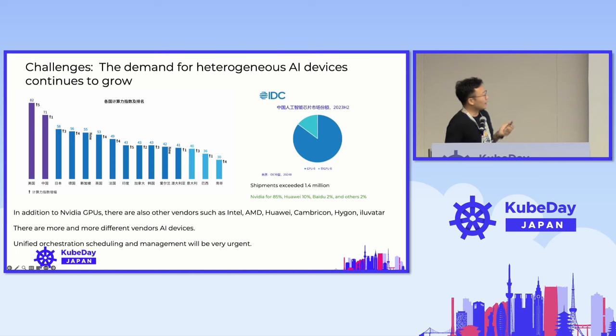The other challenge is that in addition to NVIDIA GPUs, other vendors also launch AI devices, such as Intel, AMD, and the Google TPU. In the Chinese market, they are competing with each other, including Huawei. However, how to gather and manage heterogeneous AI devices has become very complex and inconsistent.